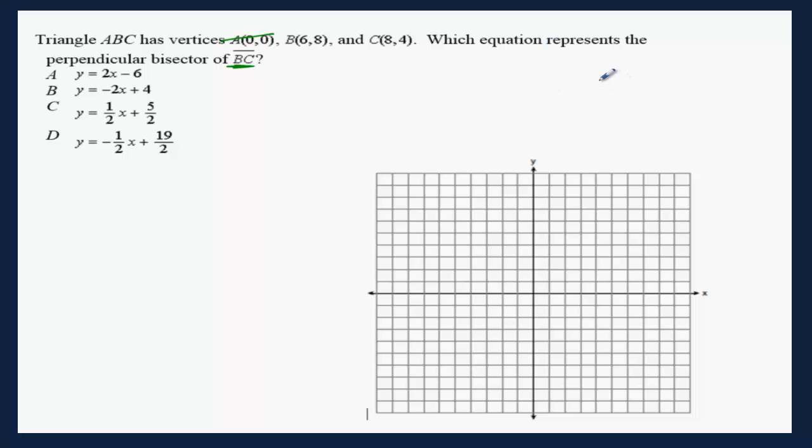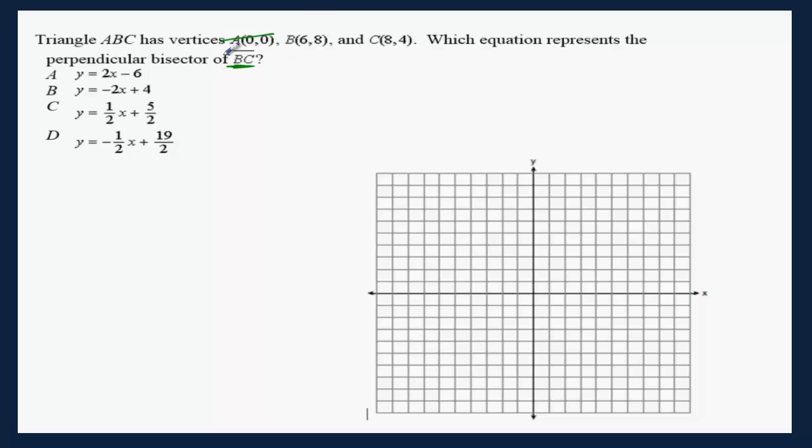Just in case you don't know the perpendicular bisector, assume that this is point B and this is point C. You're looking for a line. A perpendicular bisector is a line passing through the midpoint of BC and perpendicular to the segment BC. This is a perpendicular bisector. Let's do this one here.